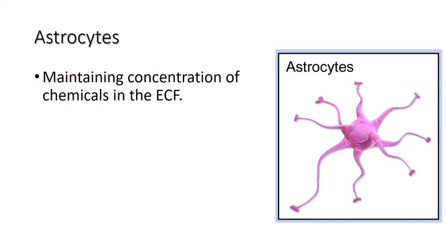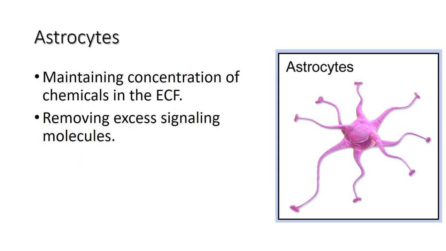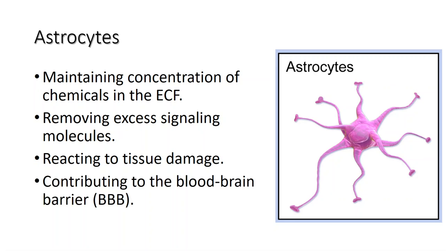Some ways in which they support neurons in the central nervous system are by maintaining the concentration of chemicals in the extracellular space, removing excess signaling molecules, reacting to tissue damage, and contributing to the blood-brain barrier. The blood-brain barrier is a physiological barrier that keeps many substances that circulate in the rest of the body from getting into the central nervous system, thus restricting what can cross from circulating blood into the central nervous system.